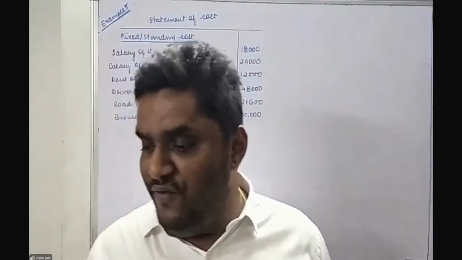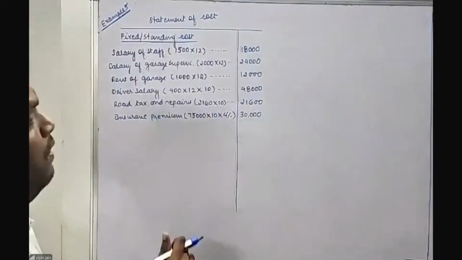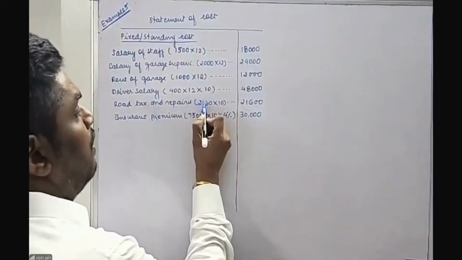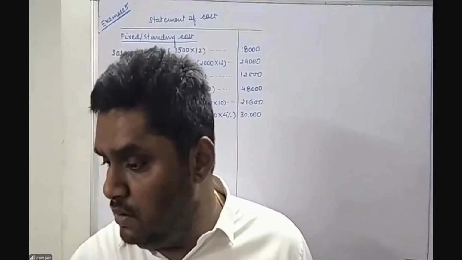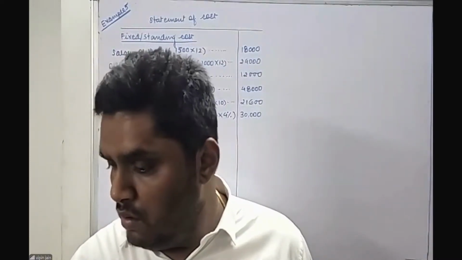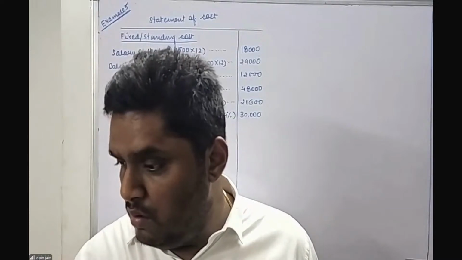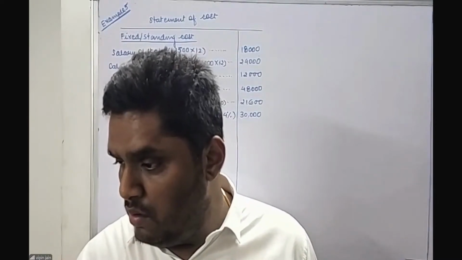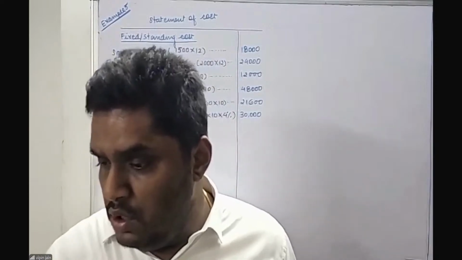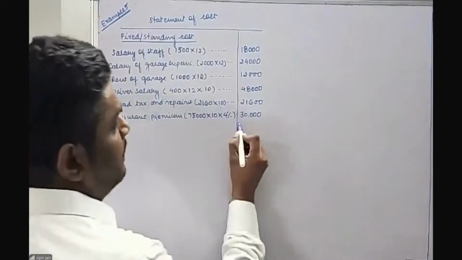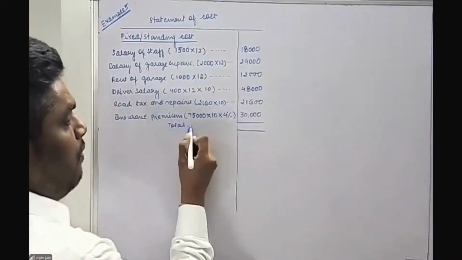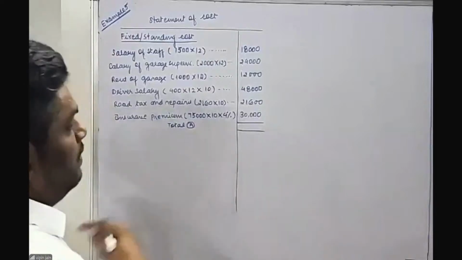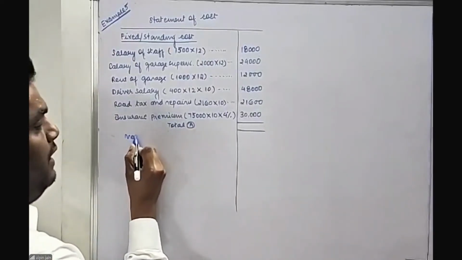I think we are done with all the fixed cost. I have taken it as 216. So we are done with all the fixed costs. Now we'll start with variable cost or running cost.